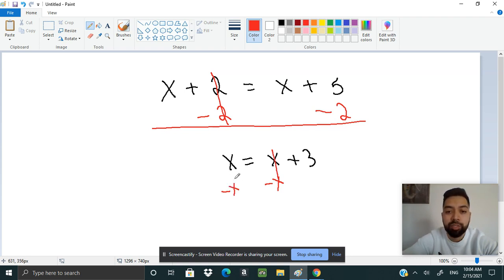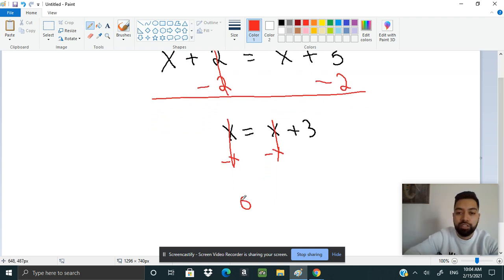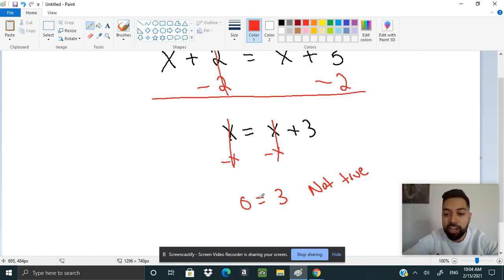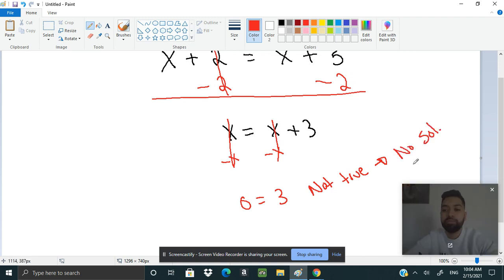Okay, so combine like terms, but a positive x and a negative x are going to cancel. So we end up with 0 equals 3. And this is not true because 0 does not equal 3. And so when something like this happens, this lets us know that since we don't have a true equation, there is no solution. Okay, this means there's no solution.